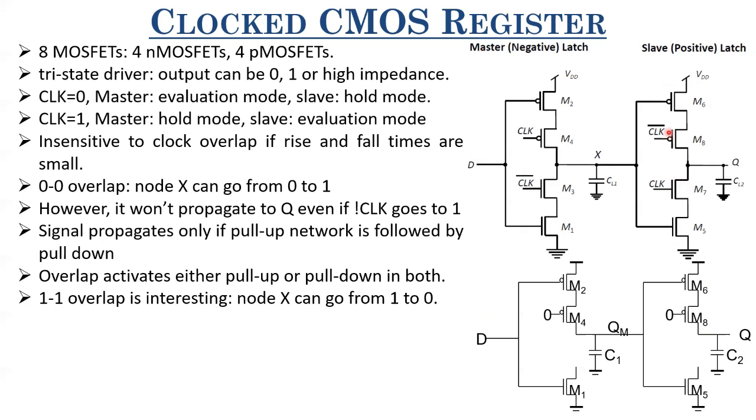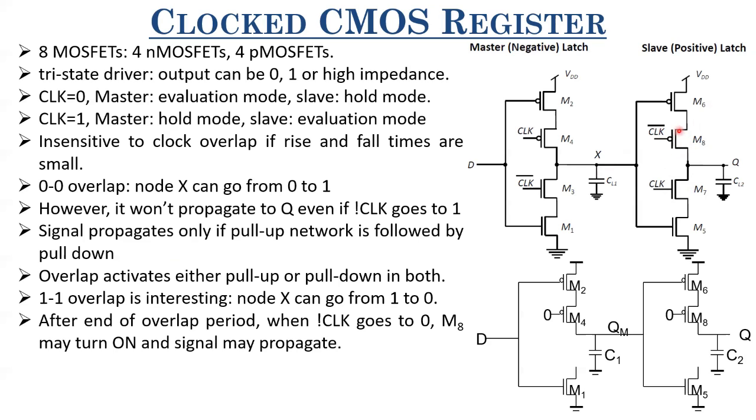As long as this clock bar is also 1, this is turned off. But the moment clock bar goes to 0, since this is turned on and this is turned on, the value of Q can change, right? Clock bar going to 0 changing the value is something we don't want for a positive edge triggered register. We want the value of Q to change when clock bar goes to 0 in a negative edge triggered register. But here it's a positive edge triggered register, and we don't want the value of Q to change when clock bar goes to 0 and M8 turns on, right?